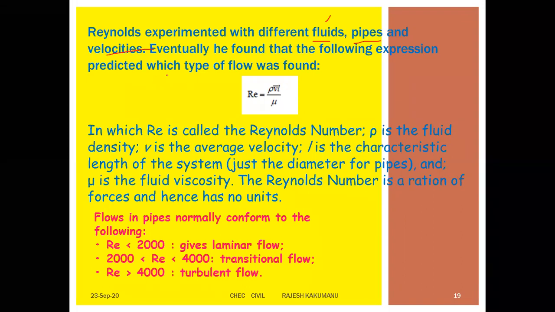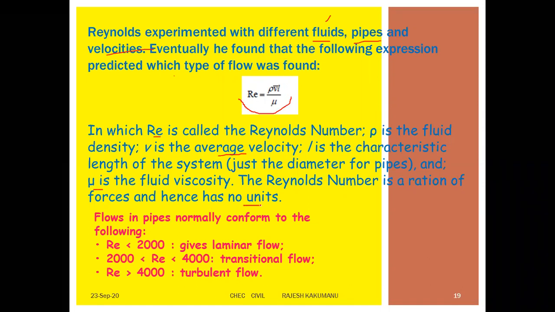following expression predicts which type of flow was found. Re is equal to rho times V times L divided by mu, in which Re is the Reynolds number, rho is the fluid density, V is the average velocity, L is the characteristic length of the system, and mu is the fluid viscosity. The Reynolds number is the ratio of forces and hence has no units.